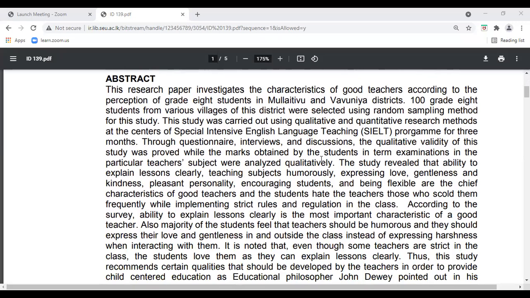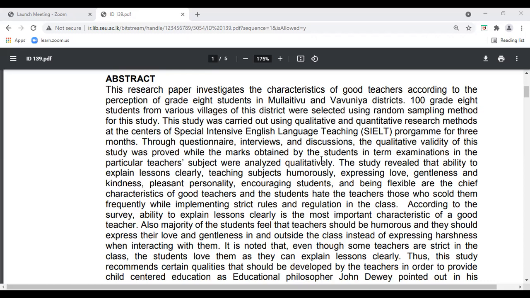Abstract. This research paper investigates the characteristics of good teachers according to the perceptions of grade 8 students in Mullaitivu and Vavuniya districts. 100 grade 8 students from various villages of this district were selected using random sampling method for this study. This study was carried out using qualitative and quantitative research methods at the Centers of Special Intensive English Language Teaching Program for 3 months.